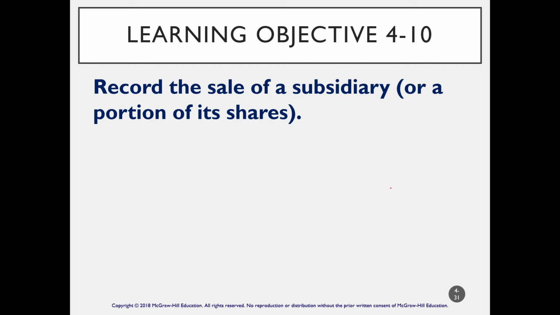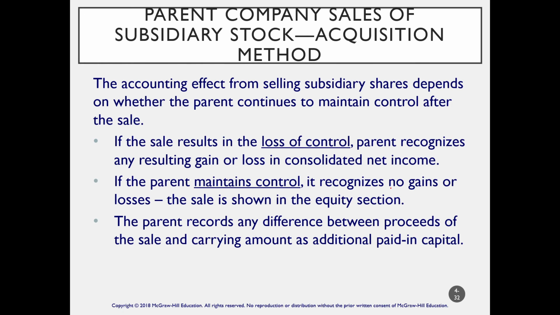Our next objective deals with the sale of a subsidiary. So what we need to pay attention to here is what happens after the sale. After the sale, do we still have control or have we lost control? Maybe we sold too many shares and now we own less than the 50% requirement, or we still have more than 50%, and we still retain control. So how are we going to report that on our financial statements?